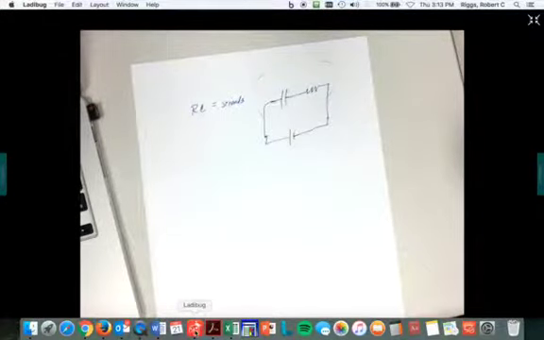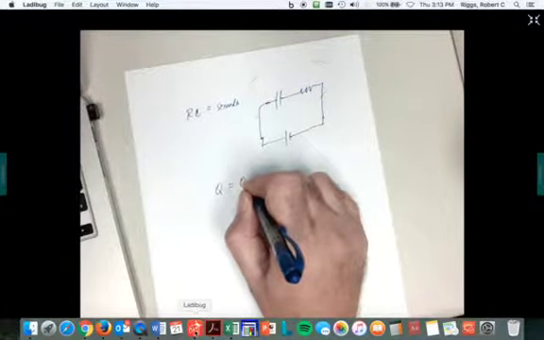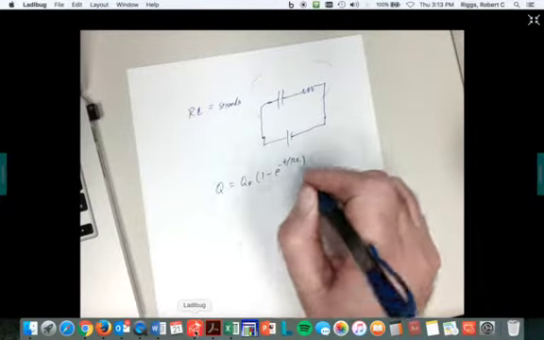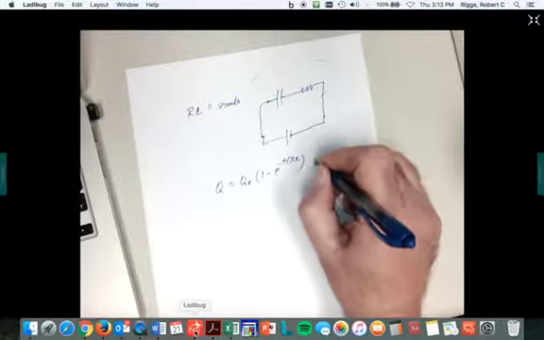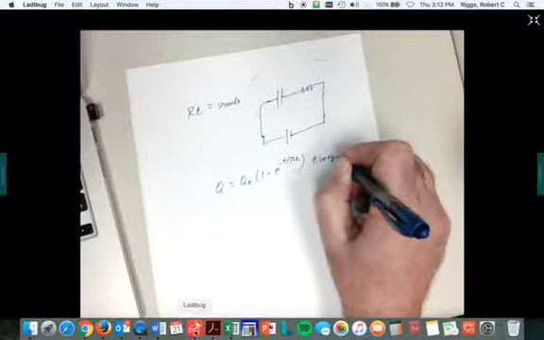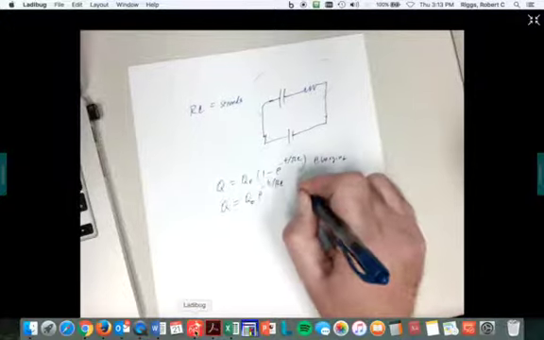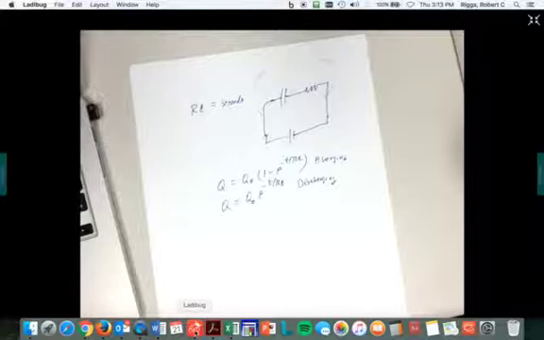If it's charging, Q is equal to Q naught times 1 minus e to the minus t over RC. So we're going to have to use a natural log algebraic thing. Not a big deal. This is for charging. Q is equal to Q naught times e to the minus t over RC. That's for discharging. So you've got to know which one you're doing.